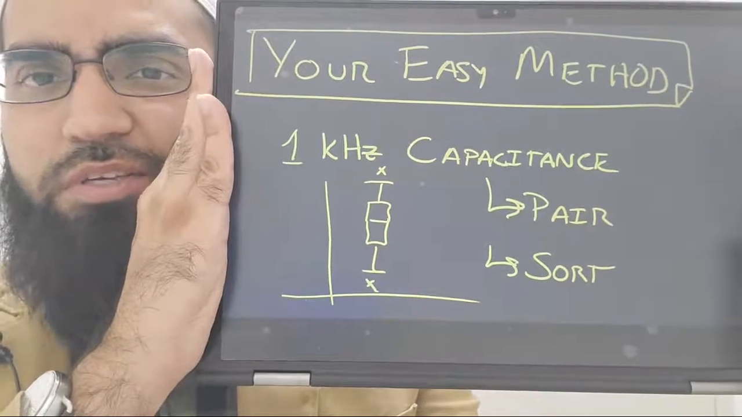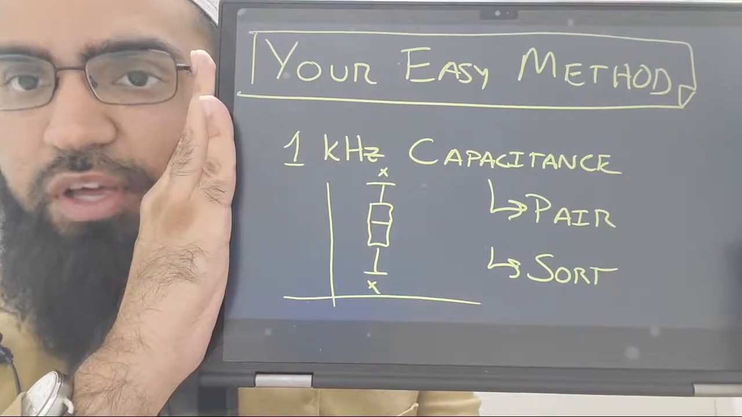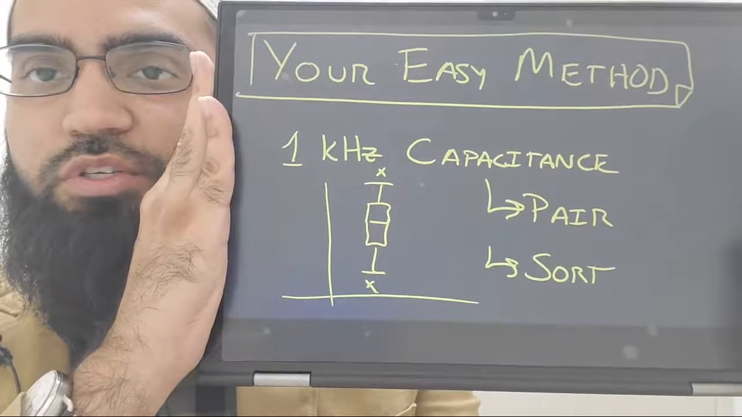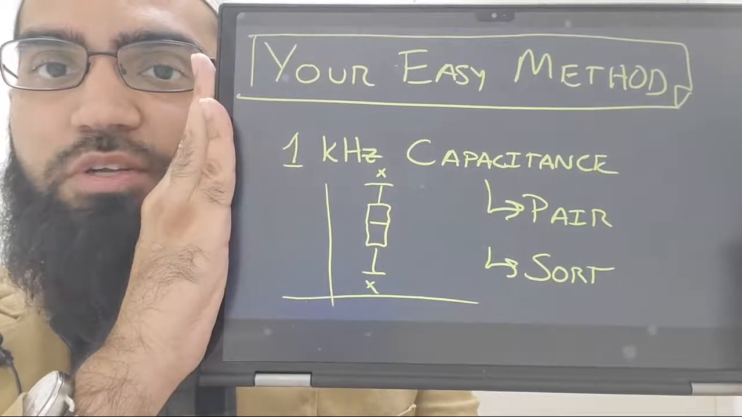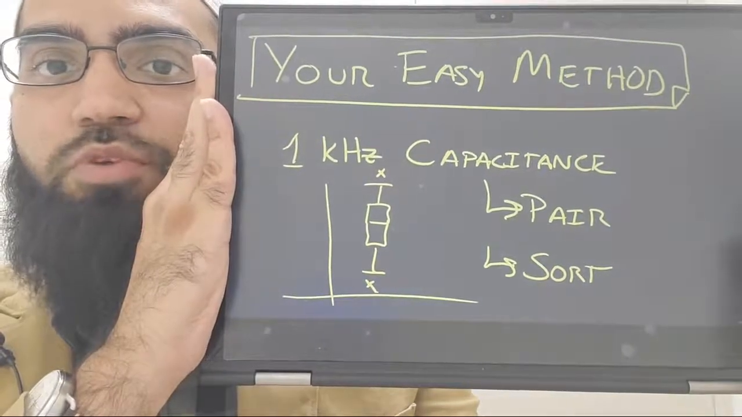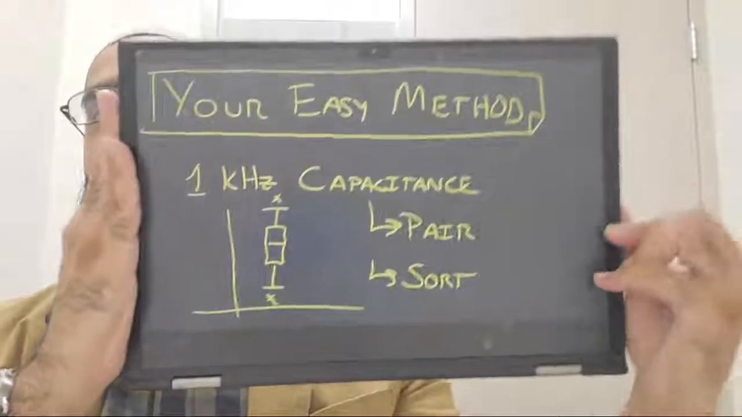But the capacitance can be a very easily measurable, telling tool. Just keep it simple, do 1 kilohertz capacitance. You'll be able to pair devices that way, and you'll also be able to sort in this fashion. So this is really the easiest method to go with if you're looking for an entry-level view.